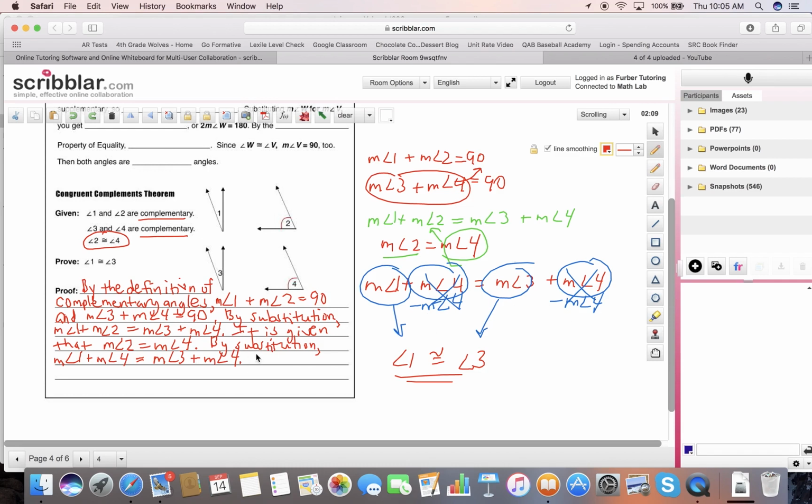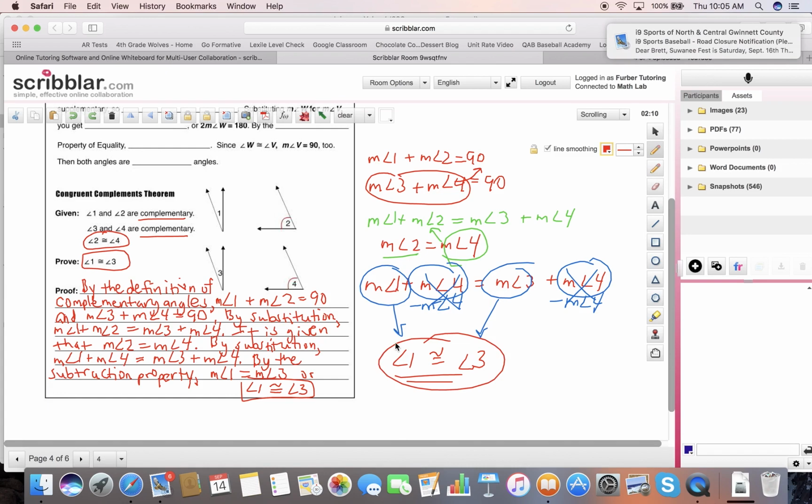Okay? So my last step is, by the subtraction property, the measure of angle 1 equals the measure of angle 3, or you can just say angle 1 is congruent to angle 3, which is what I wanted to prove from the very beginning. And I did that by subtracting the same thing from both sides. So I used the subtraction property of equality to cancel out that angle, so I'm left with the two that I'm trying to prove are congruent.